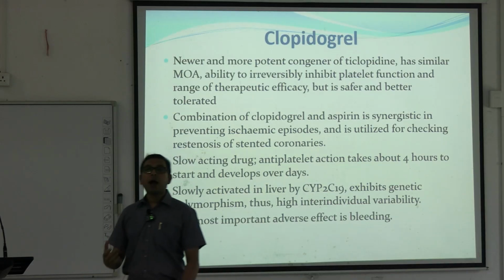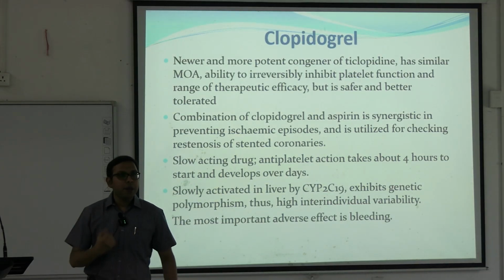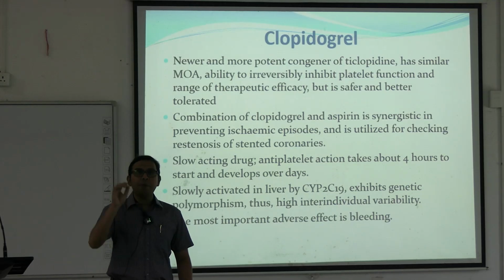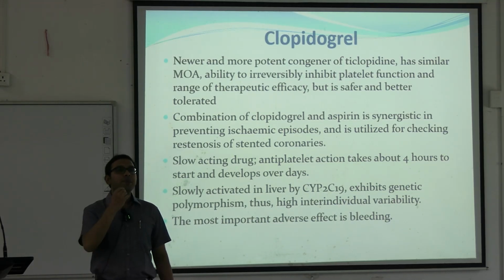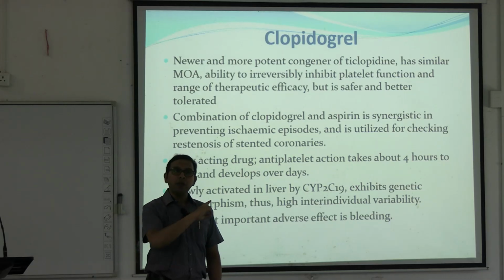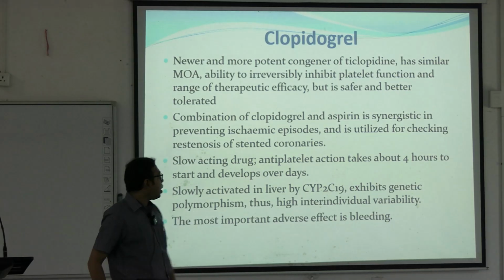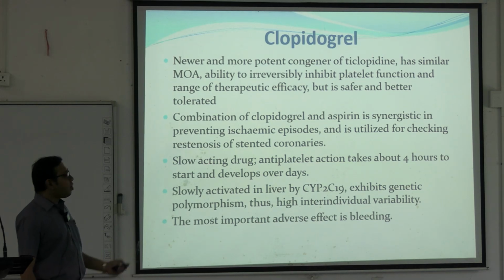Again, when a patient comes with myocardial infarction, immediately chest pain, ST segment elevated, already I have said that we have to give some loading doses of the drug orally. What are these loading doses? We can give the low dose aspirin, we can give this clopidogrel, and again we have to give the statins. Okay. So it is a slow acting drug. Antiplatelet action takes about 4 hours to start and develops over days.